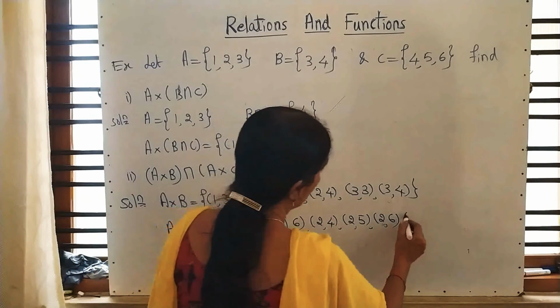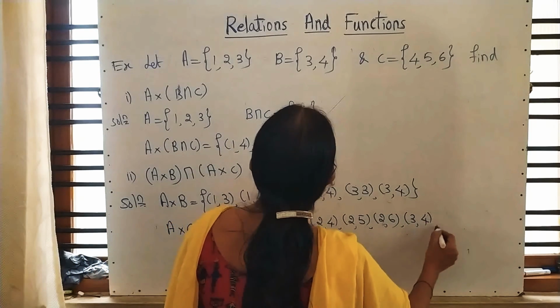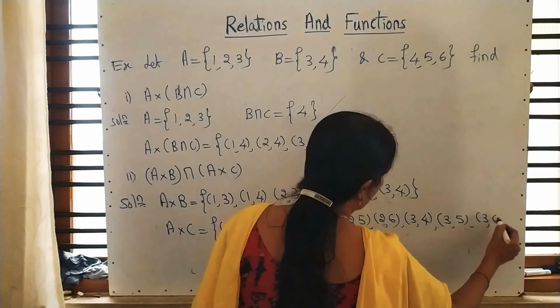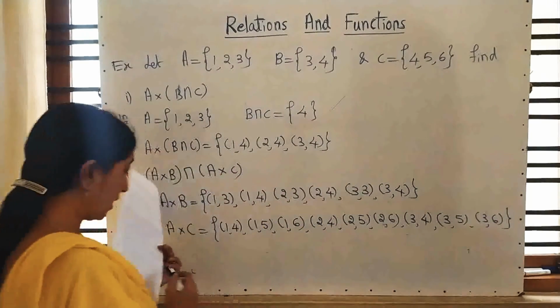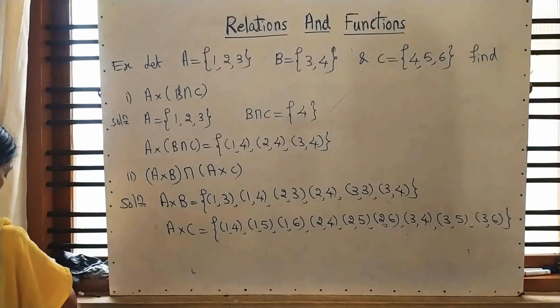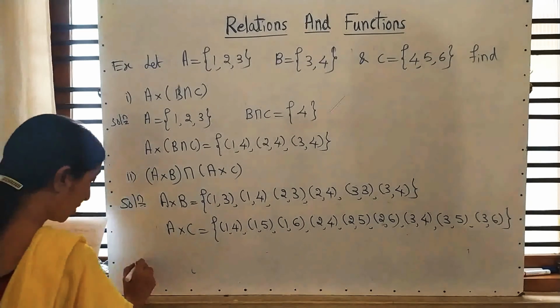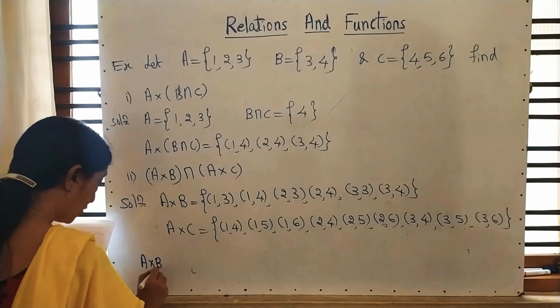Next (3,4), (3,5), (3,6). Count that. Are they 9 or what? Yes, they are 9. Now we have to write the intersection, means we have to write the common elements in these two Cartesian products.